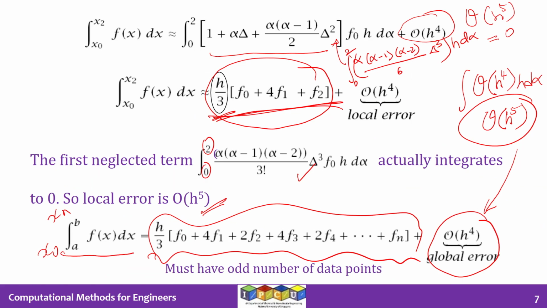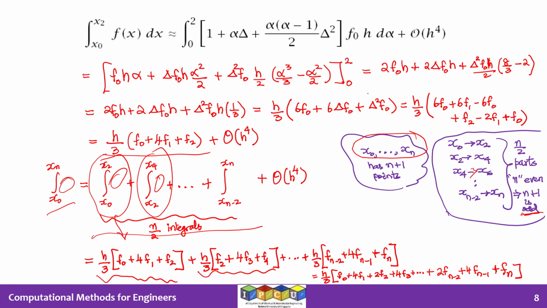in the previous slide. This is the second integral. It is based on x2, x3 and x4. Therefore, you can understand why we get this result and so on. So if you put it all together, you will get this expression: h by 3 times f0 plus 4f1 plus 2f2 plus 4f3, etc., etc.